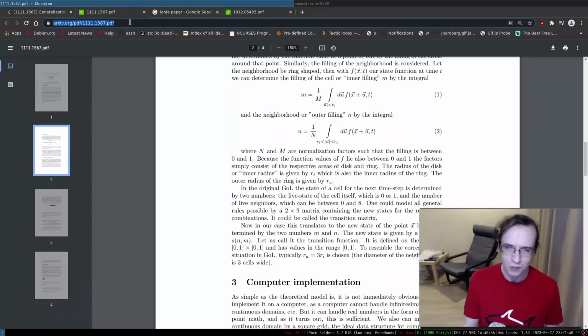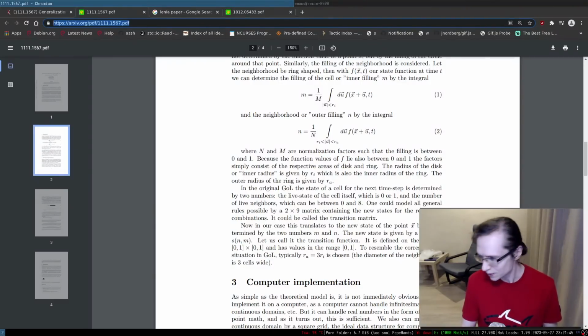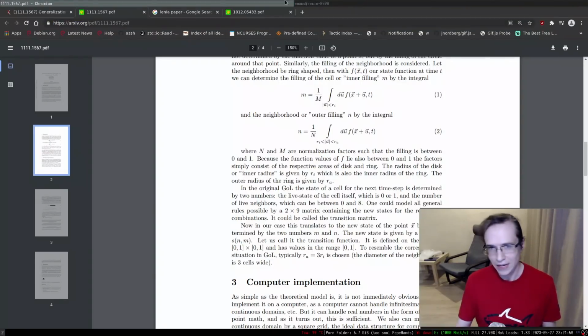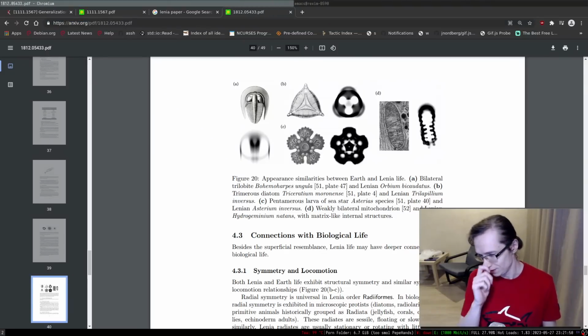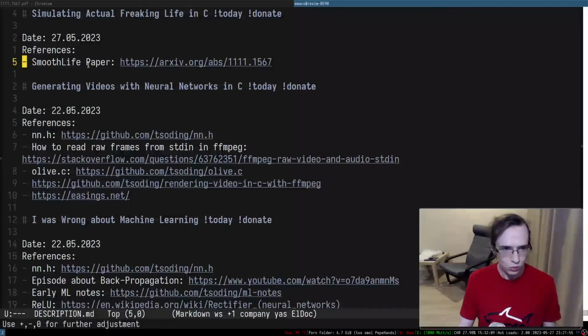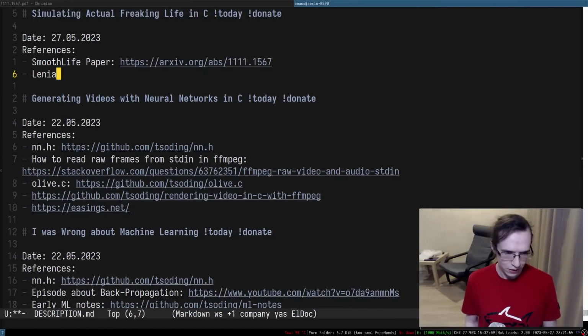I'm gonna put both of the papers in the description, of course. So the first paper, the one that we're gonna be doing today, is Smooth Life, and basically Lenia. I hope I pronounced it correctly. So it's gonna be this one. Smooth Life paper, Lenia paper.